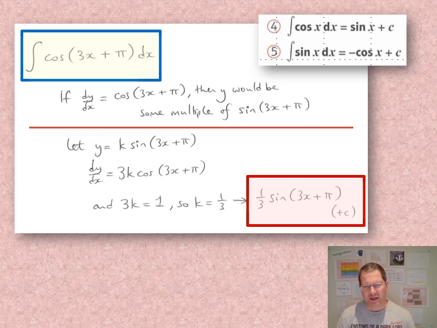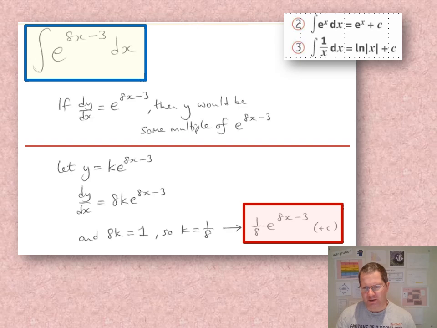When we differentiate it again via the chain rule, we get 3k cos 3x plus pi. Comparing what we're asked to integrate, cos of 3x plus pi, with what we've got here for dy by dx, 3k cos 3x plus pi, 3k is equal to 1, so k is a third, and that means that the answer is 1/3 of sine 3x plus pi, i.e. taking that third and substituting it for k in our let y equals k sine 3x plus pi.